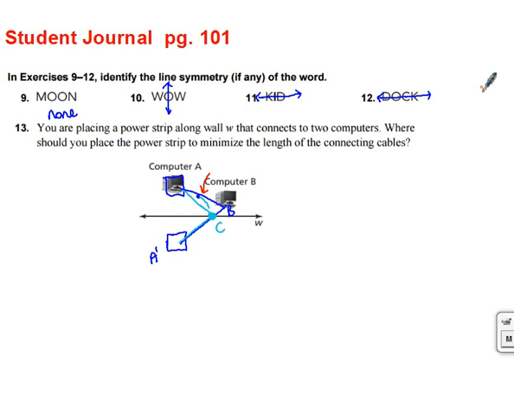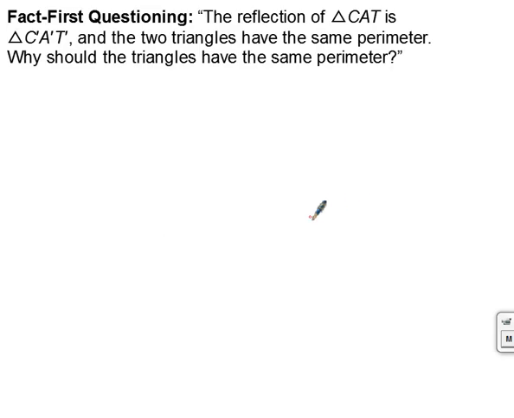Right now, though, if you've mastered using the rules to do reflections and translations, you're off to a great start. All right, the last question I want to look at says, the reflection of triangle CAT is triangle C prime A prime T prime. The two triangles have the same perimeter. Why should they have the same perimeter? That is because a reflection is a rigid motion. Remember, that means the sides don't change, the shape doesn't change, the area, the perimeter, none of those things change. It is a rigid motion, which means it is not changing shape or size.